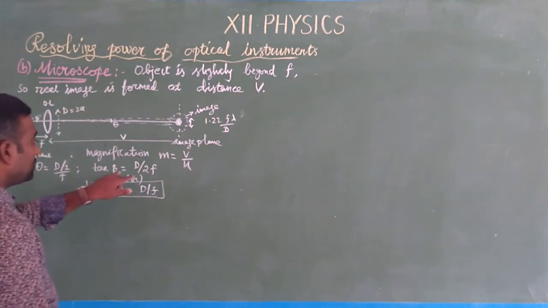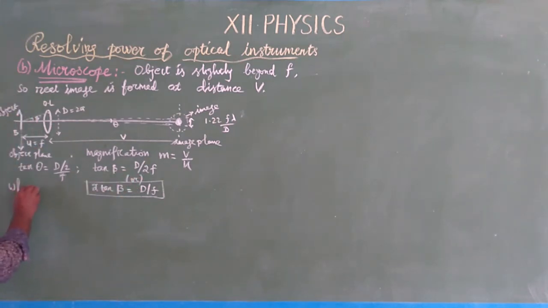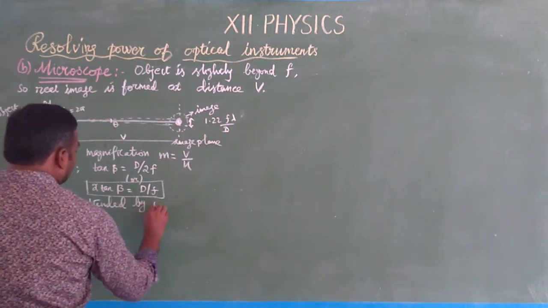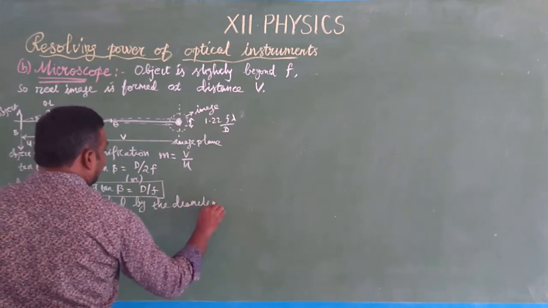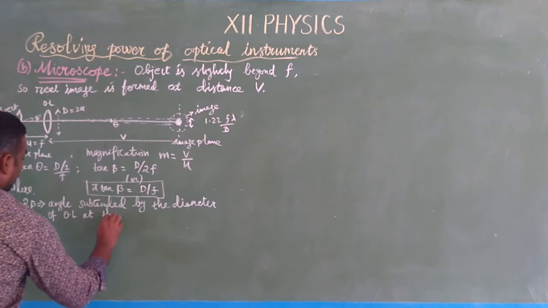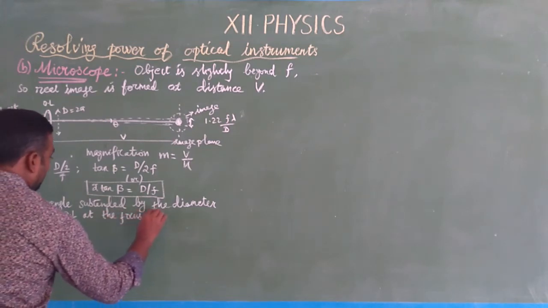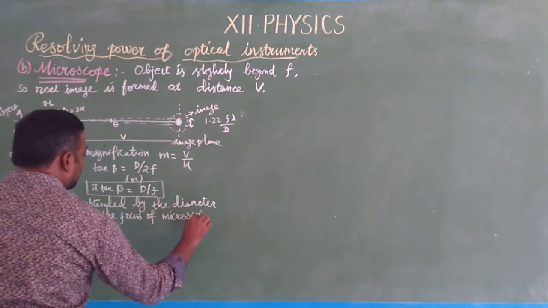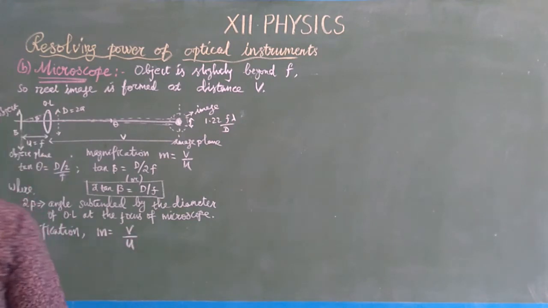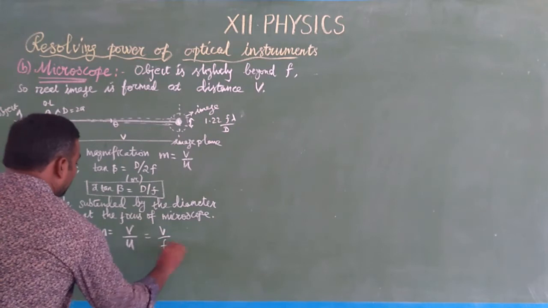Okay, in the equation, what does 2 beta represent? Here 2 beta represents the angle subtended by the diameter of an objective lens at the focus of the microscope. Therefore, what is the magnification? Magnification is the ratio of the image distance to the object distance. But what object distance have we taken? We have taken F. So it is V by F.